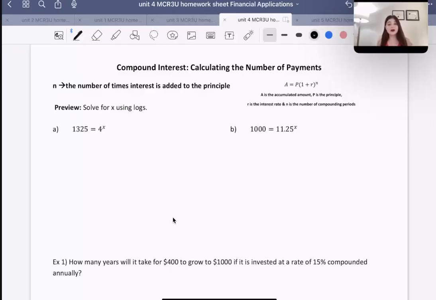Today, we are going to be continuing with our financial applications for Unit 4 of Grade 11 functions. Today we're going to specifically be talking about calculating the number of payments.